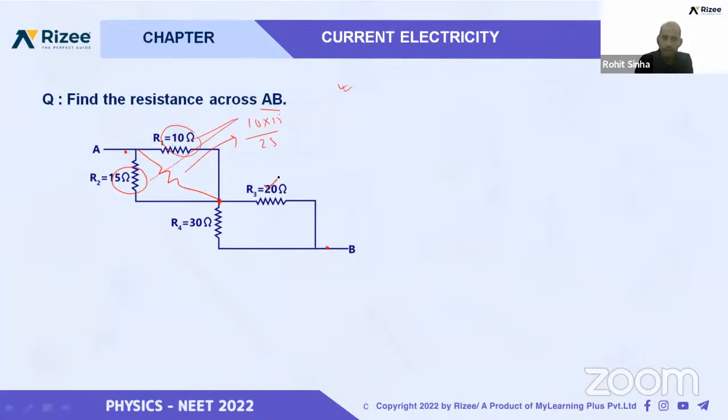Now again, this and this are in parallel. You will get one resistance, and it will be 20 into 30 by the addition of both of them, 50. Now these both will be in series. You just add both of them, you will get the answer.